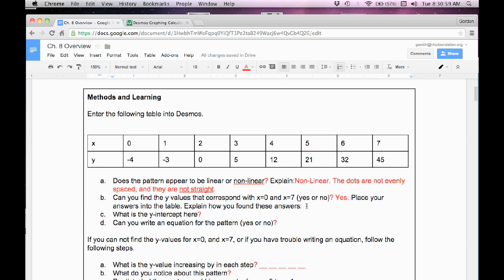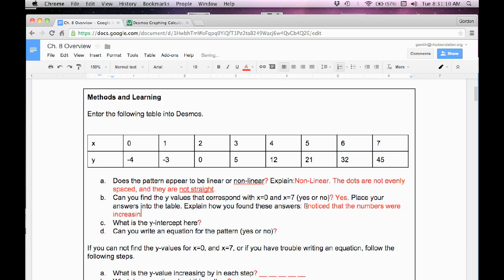Place your answers in the table. Explain how you found these answers. I noticed that the numbers were increasing by a growing amount. Example 3, 5, 7, 9, 11, etc. So what is the y-intercept here? Okay, this is important to realize. The y-intercept is the y value when x is 0. So here's x equals 0, so the y-intercept would be -4.